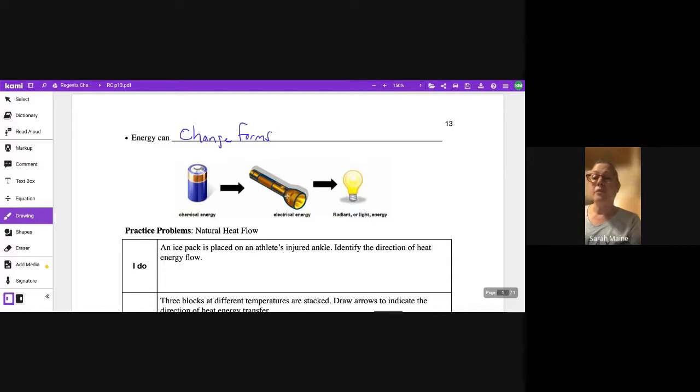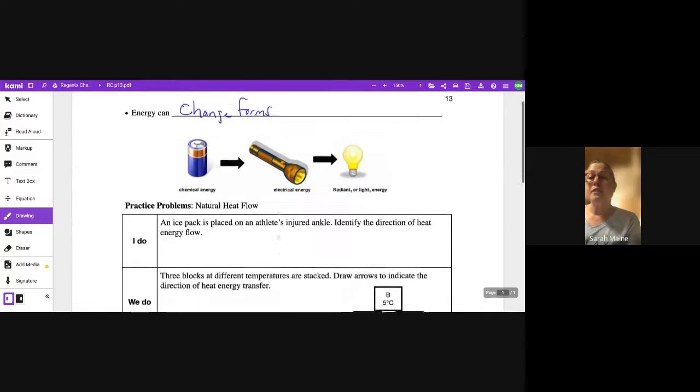And then ultimately, that electrical energy hits the light bulb and it flows through a filament, and the filament gives off that radiant or light energy. So we start off with one form of energy and it goes through a series of changes, and then whatever we use that piece of equipment for, the final change is into the form of energy that is most useful for us.